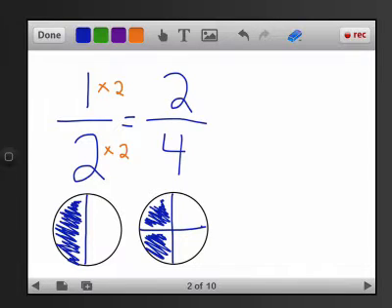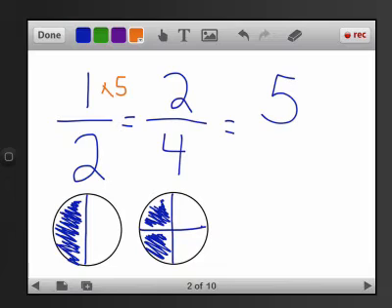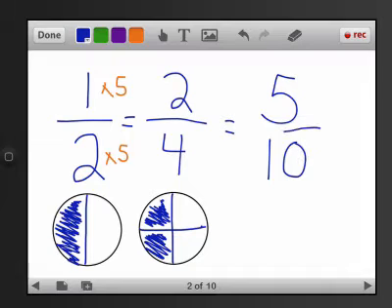I could find another one. Let's erase this multiply times 2, and instead, let's pick the number 5. 1 times 5 is 5. 2 times 5 is 10. 1/2 is equal to 5/10. 2/4 is equal to 5/10.